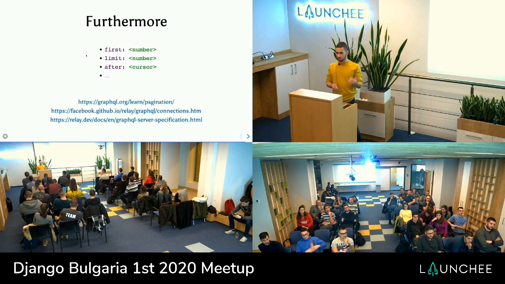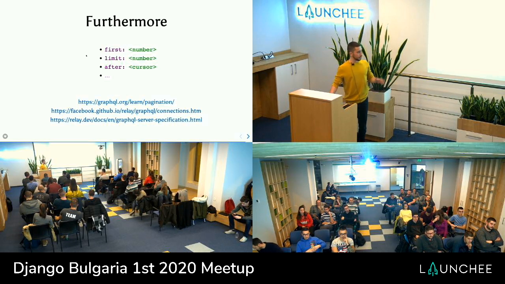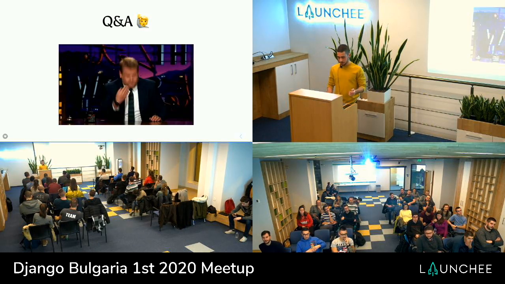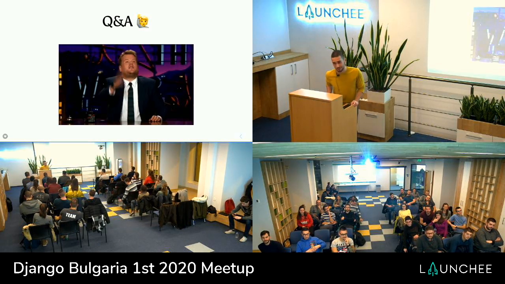described in the GraphQL specification and the Relay documentation, which I've left, so you guys can dig for them all. And that's basically how we can build GraphQL queries using Python. And thank you for your attention, and I'm waiting for your questions.